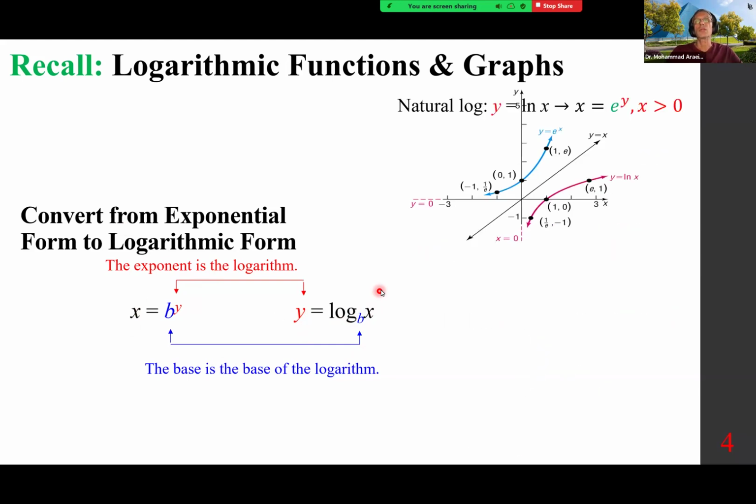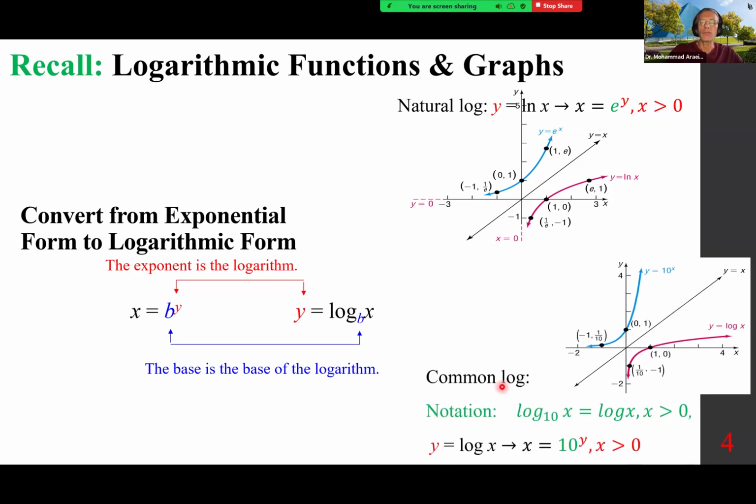And the relationship between logs and exponential functions is such that they are inverse functions. With respect to the line y equals x, they become symmetric. For example, y equals ln x and y equals e to the power of x. If you have a common log, that means the base is 10, and you use log, and you don't write the base. And y equals log x and y equals 10 to the power of x are inverse functions.